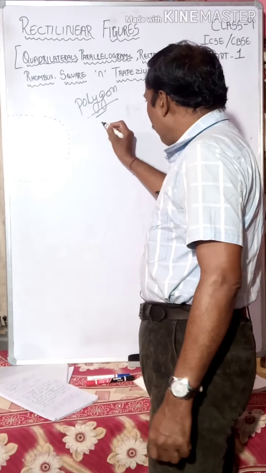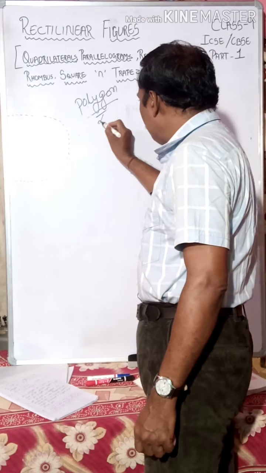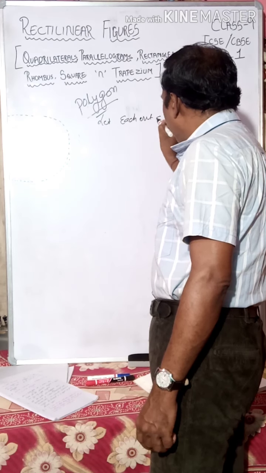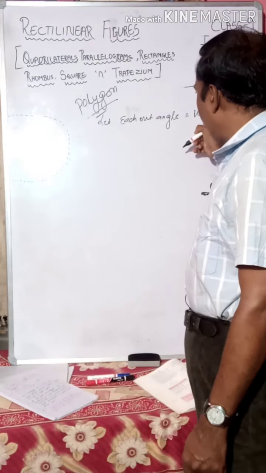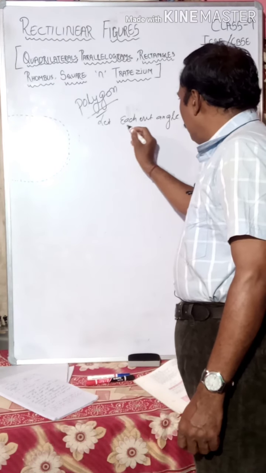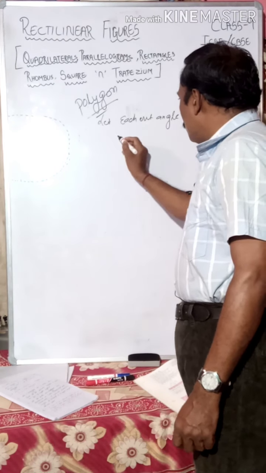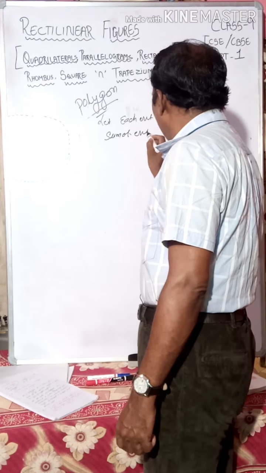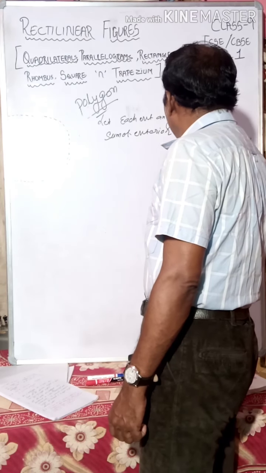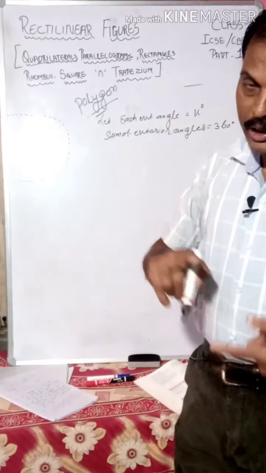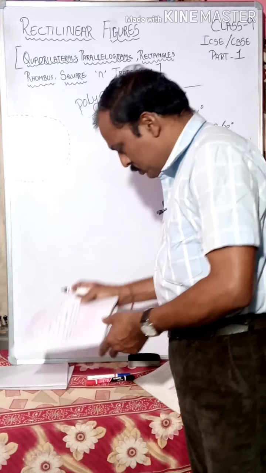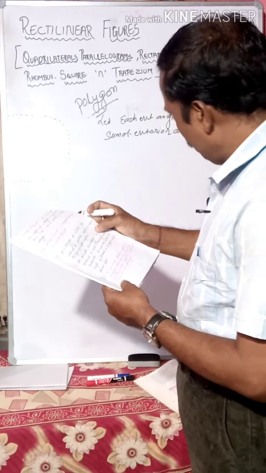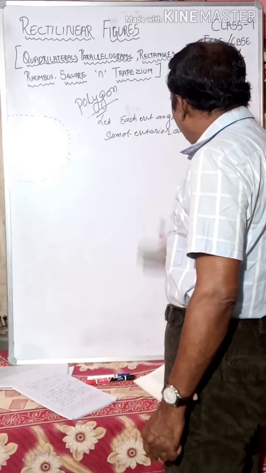Suppose each exterior angle is equal to x degrees. So the sum of exterior angles, we know, is 360. For any polygon, the sum of the exterior angles is always 360 degrees. So we need not take x, because the sum of the exterior angles is 360.